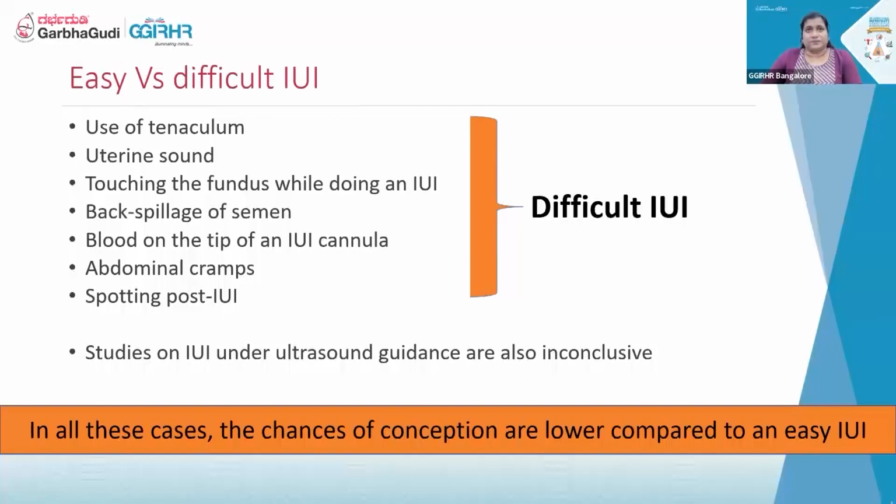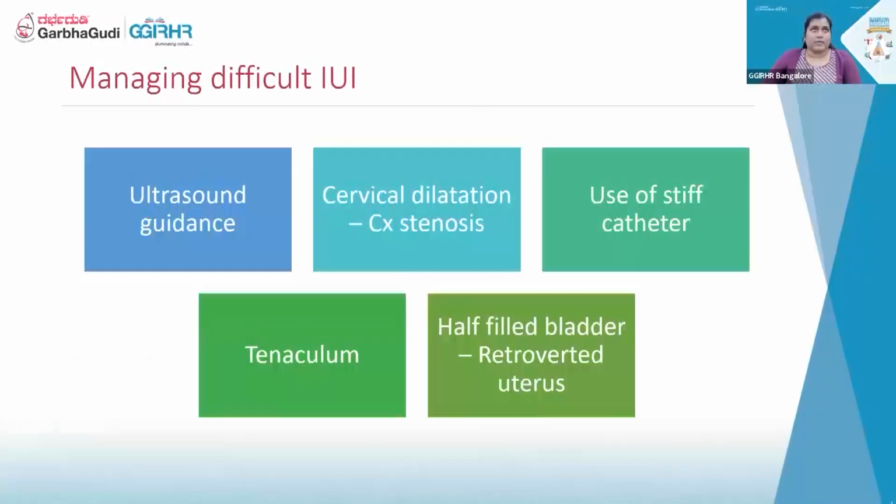Studies are inconclusive whether we have to do it under ultrasound guidance or not. I have already shown you studies, contradictory evidence on that. In all these cases, if there is a difficult IUI, the chances of conception are lowered when compared to an easy IUI. How do we manage difficult IUI?